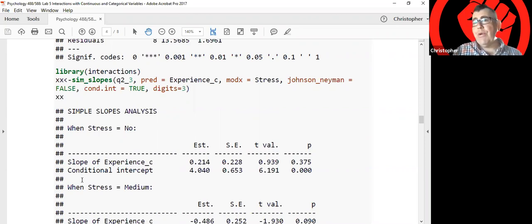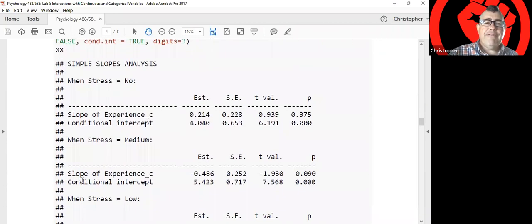Now, if we had no interaction, we would expect basically the same thing across each of these levels of stress. For no stress, low stress, medium stress, and high stress, we would expect, if there were no interaction, the same relationship between experience and errors. They could be significant in all of them, they could be non-significant in all of them, but we would expect roughly the same slope. When we do have an interaction, we're expecting different slopes at the different levels of stress, or at least one of those levels will be different than the others.